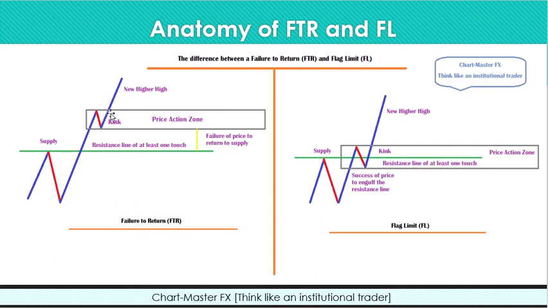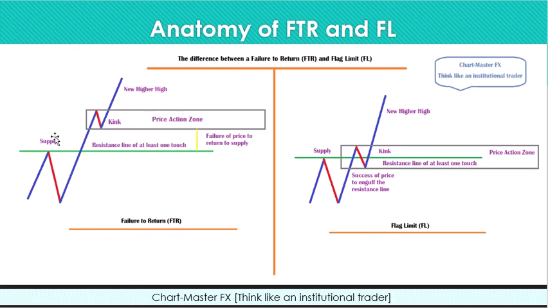So it actually created a kink. This is what we call a kink, a reaction of price after the supply was engulfed. Okay, so this is a kink. Once we have a kink, then we have our price action zone. So you are now able to draw your price action zone. Take note that this is history. You can see these things on your charts.